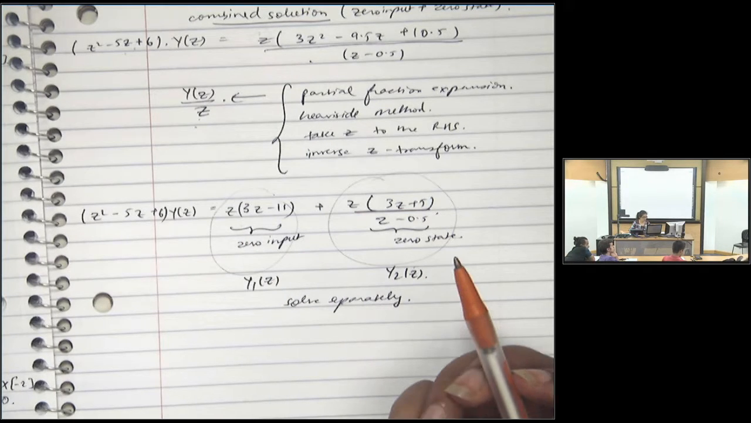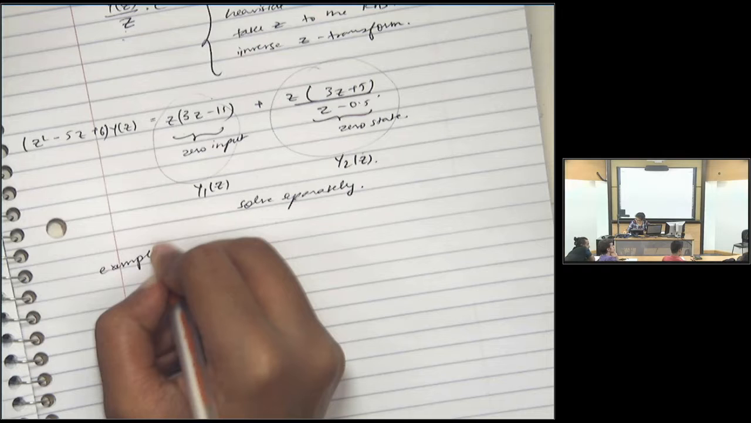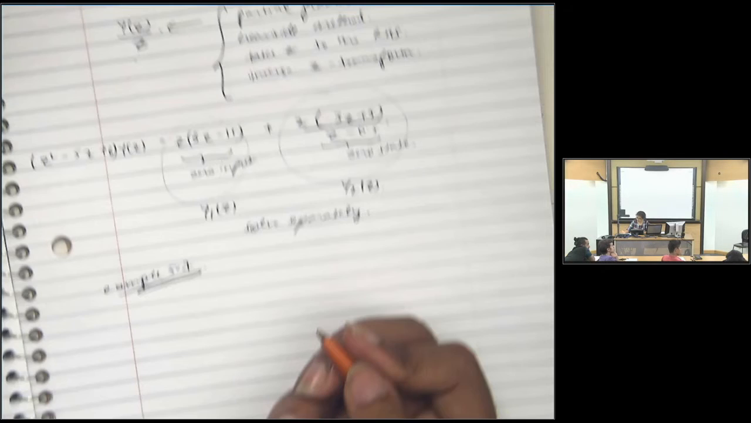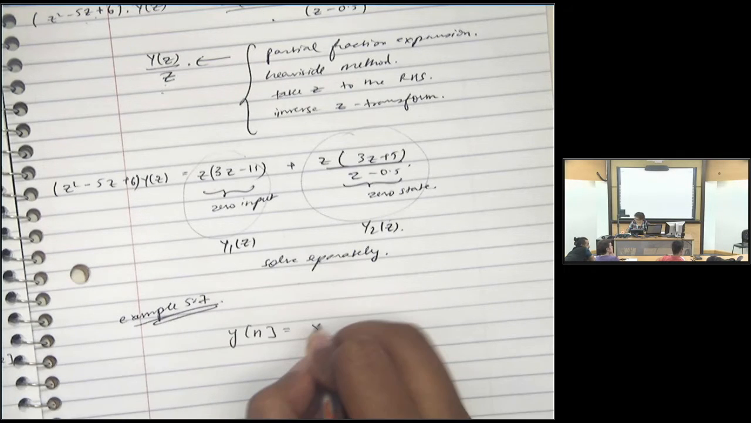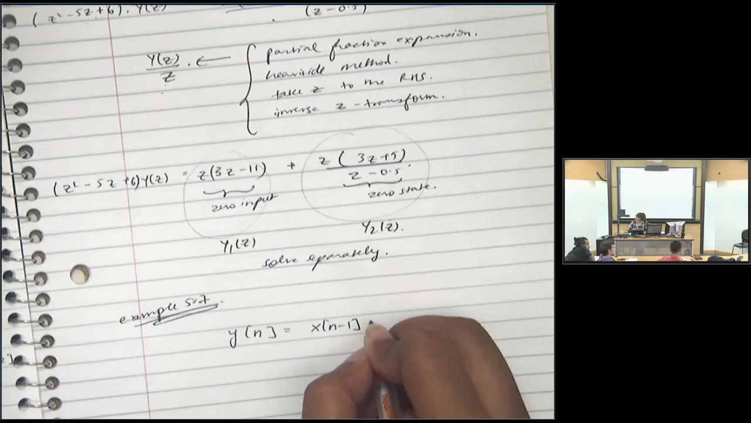Okay, so another example. Okay, so transfer function related example. Right, so this is example 5.7 from your textbook. Alright, okay, so the difference equation that is given to you is y of n is equals to x of n minus 1, u of n minus 1.